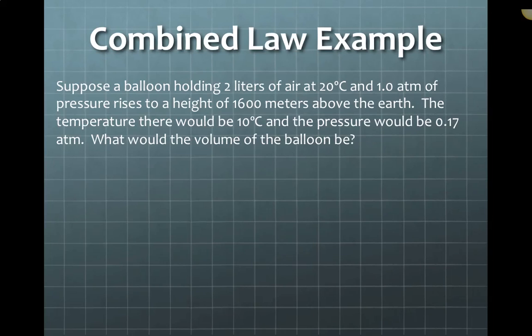A balloon holding 2 liters of air at 20 degrees Celsius and 1 atm of pressure rises to a height of 1,600 meters above the Earth. The temperature there would be 10 degrees Celsius and the pressure would be 0.17 atm. What would the volume of the balloon be? You can see that this is a combined gas law problem because we are changing both the temperature, which is decreasing, and we are also decreasing the pressure when it rises in the atmosphere.